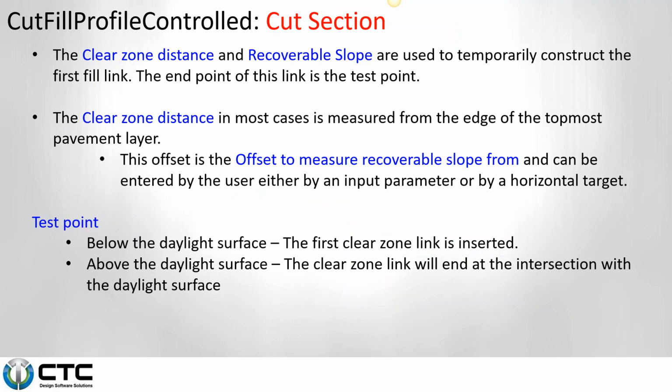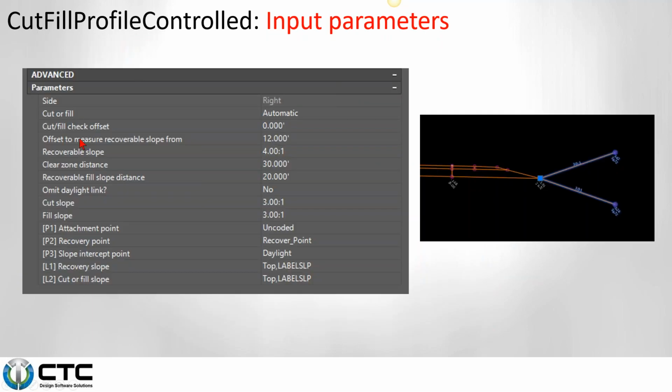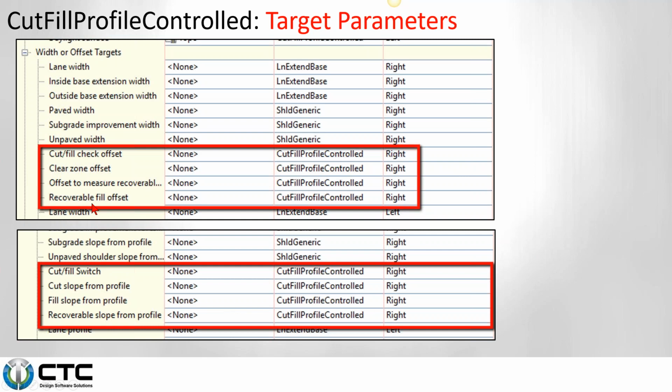So in a cut section, the clear zone distance and the recoverable slopes are used to, again, temporarily construct that first fill link, actually cut link, typo on my part, but the end point of this link, again, is called the test point. Again, the clear zone distance is usually measured from the edge of travelway, and this offset is the offset to measure recoverable slope from, and can be entered by the user or by a horizontal target. So again, the offset to measure recoverable slope from is right here. I can plug that in, or I can just plug in 0, or I can actually use the horizontal target for that.